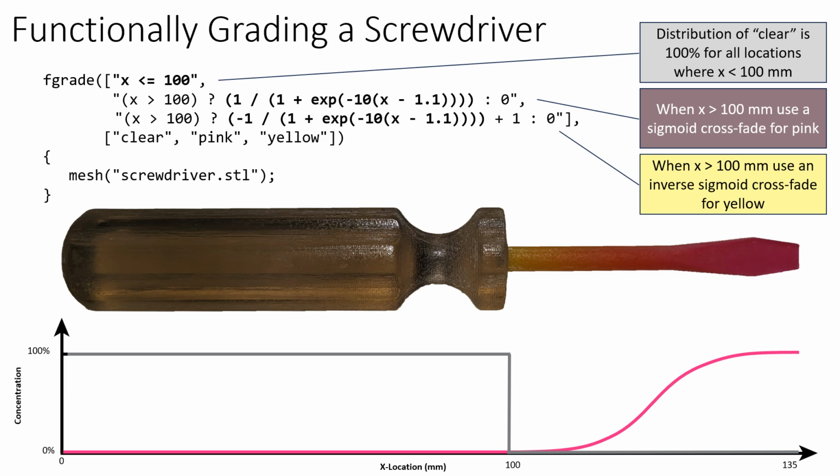And then finally, if we want to look at what the color is for yellow, we can say while x is greater than 100 millimeters, we want the inverse of the sigmoid function to use to crossfade. And if we plot that, we can see something like this, right? At any given point on this graph, I should be able to put my finger on it and say, all of the compositions, all of the lines should sum to 100%. And that represents the volume fraction at any given location.